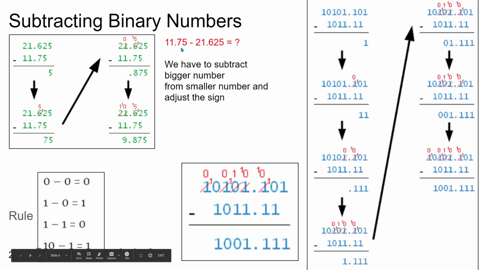If we notice one thing, when we do subtraction for decimal numbers, we know that we cannot subtract a bigger number from a smaller number. How do we do it? We just subtract the smaller number from the bigger number, then adjust the sign and put the sign in front of it. The same method we can use for binary numbers also.